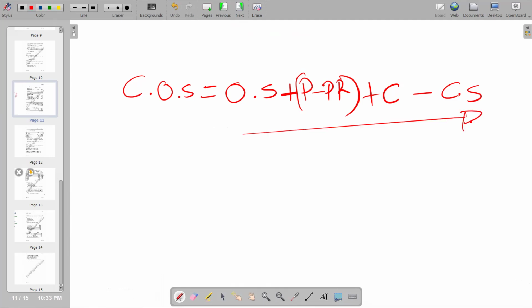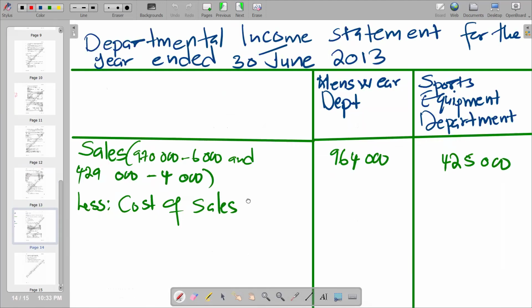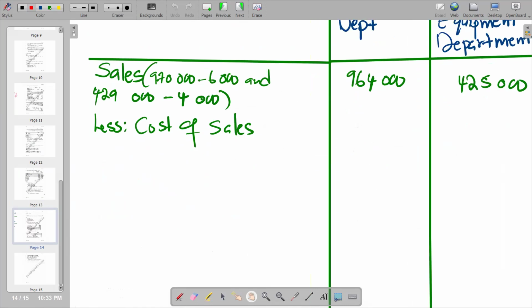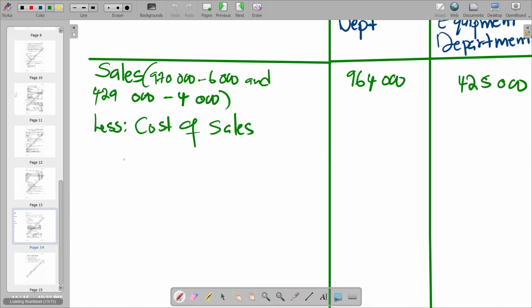So going to our answer section, it means we are going to calculate that figure for cost of sales. So we are saying opening stock. According to the information given, the opening stock that we have is trading inventory on 1 July 2012, which is at the beginning of the period. So we can just say opening stock or trading inventory 1 July 2012.